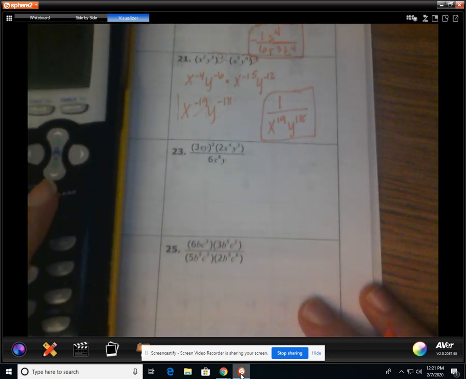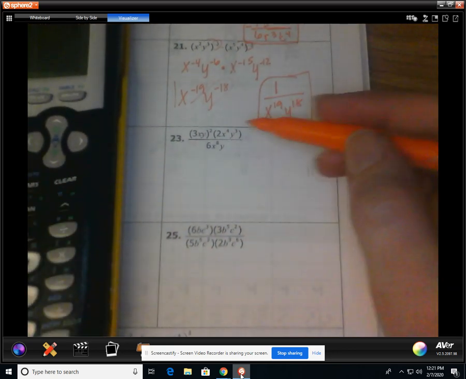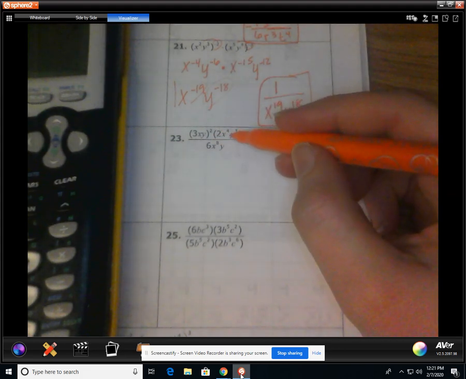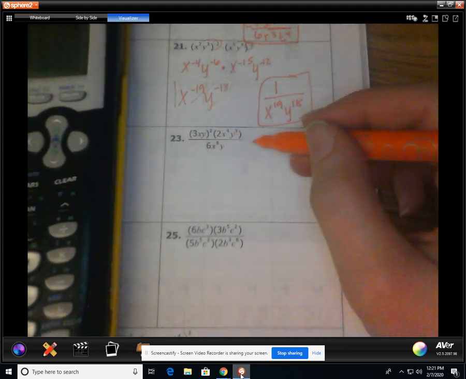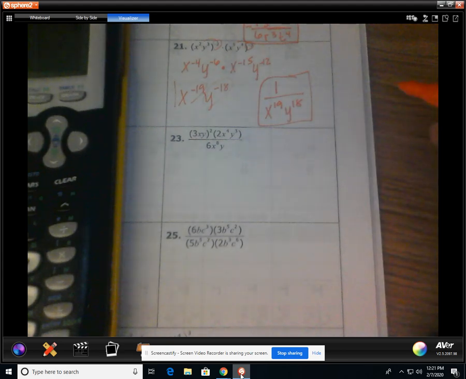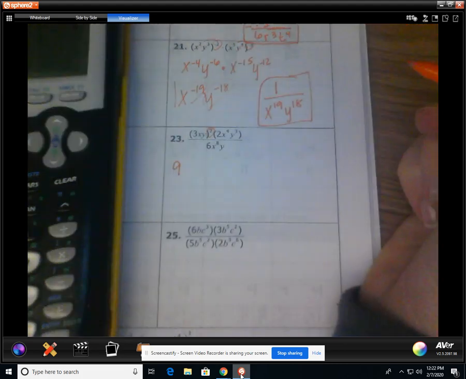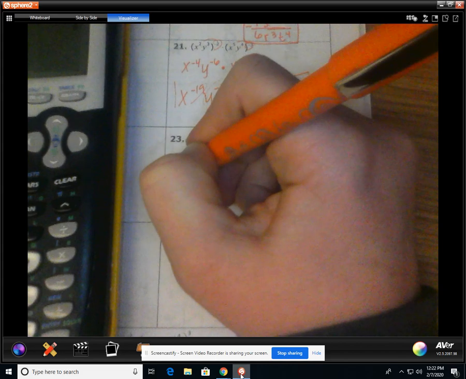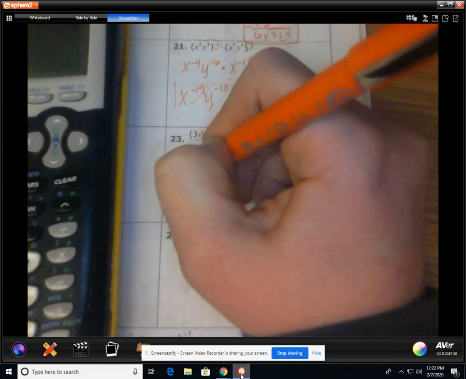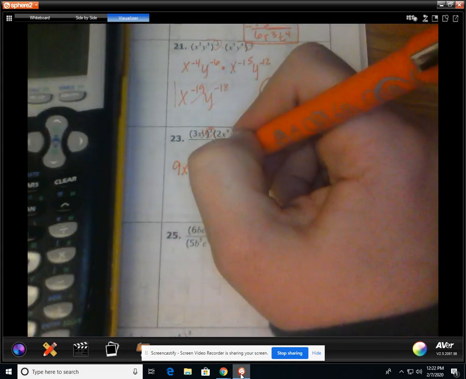Okay, just 2 more. For 23, I have 3xy squared times 2x to the 4th, y to the 3rd, divided by 6x to the 8th, y. I do have the power rule happening, so that's the first thing I need to do. 3 squared is 9, because 3 times 3. And then I multiply my exponents. 1 times 2 is x squared. 1 times 2 is y squared. I bring down the times.